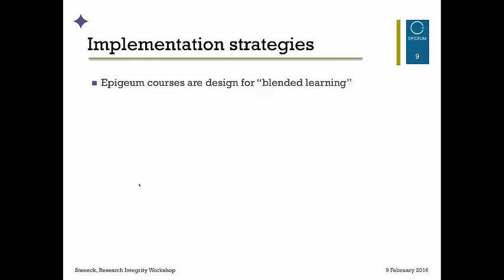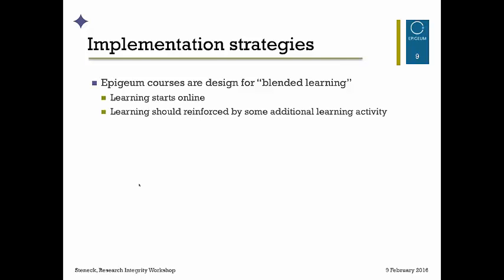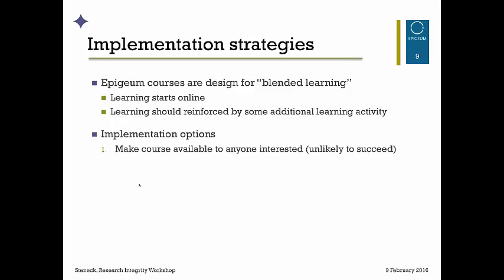EPIGM courses, as Sarah mentioned, and we constantly say, are designed for blended learning. The learning starts online, and then it should be reinforced with some additional activity. So your implementation options are to make the course available to anyone interested. That's the least likely approach to succeed. If you just put them online and say, take it if you're interested, the uptake is usually low. It's much better to identify advisors who need and will benefit from the help and target them, and then use specific strategies.